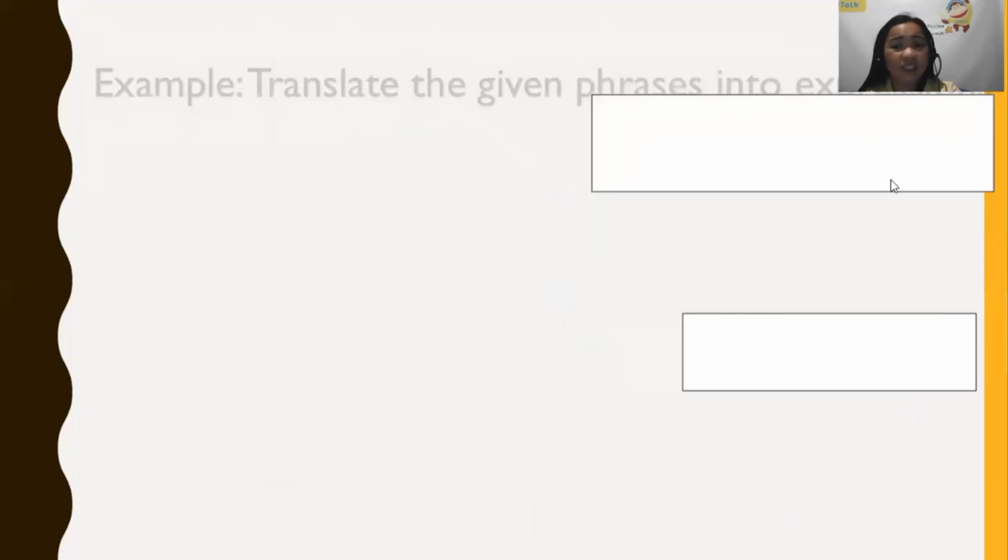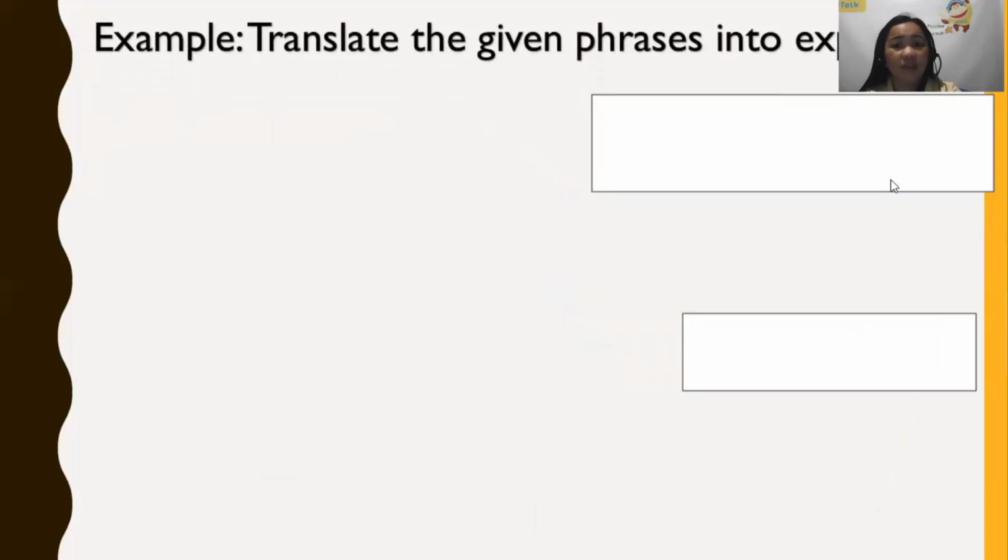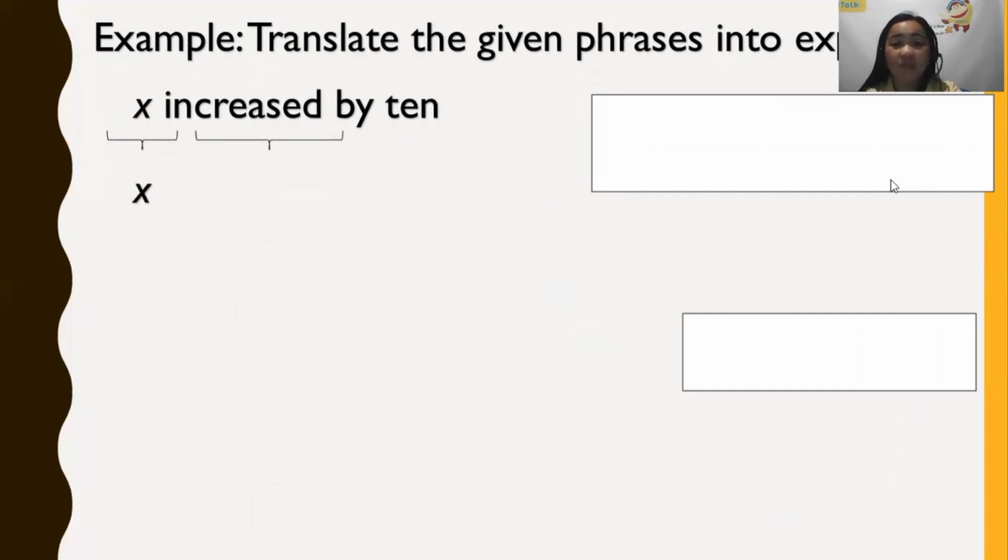Now, let's proceed to another given. Translate the given phrases into expression. So here, we use the variable x. X increase by 10. Now let's translate. Since there is no number here, we can represent it by x. Increase can be represented by addition and 10. So we have x plus 10.